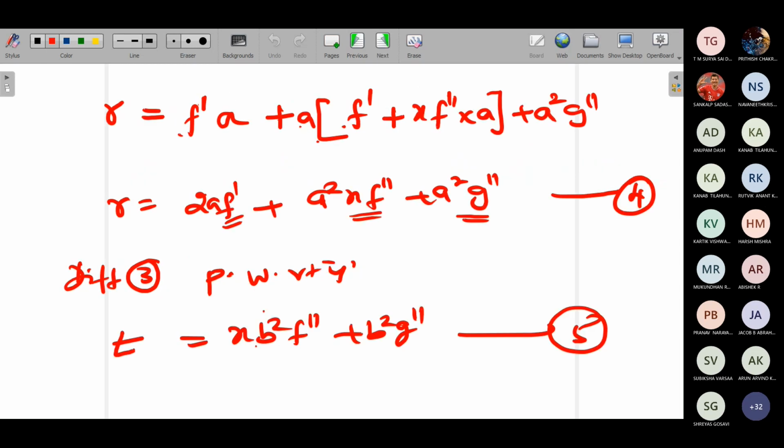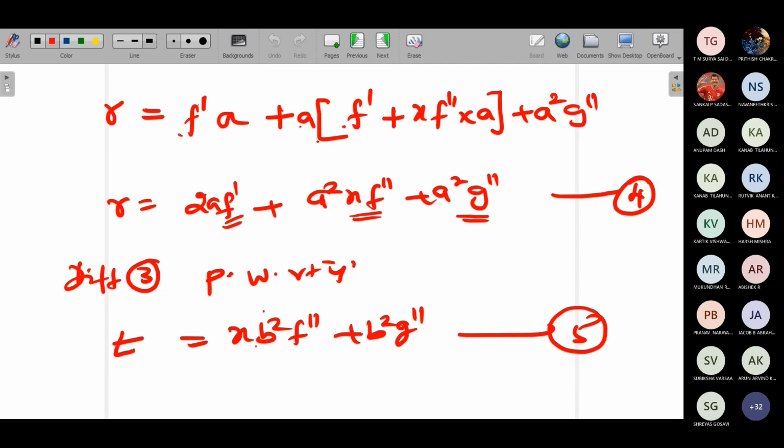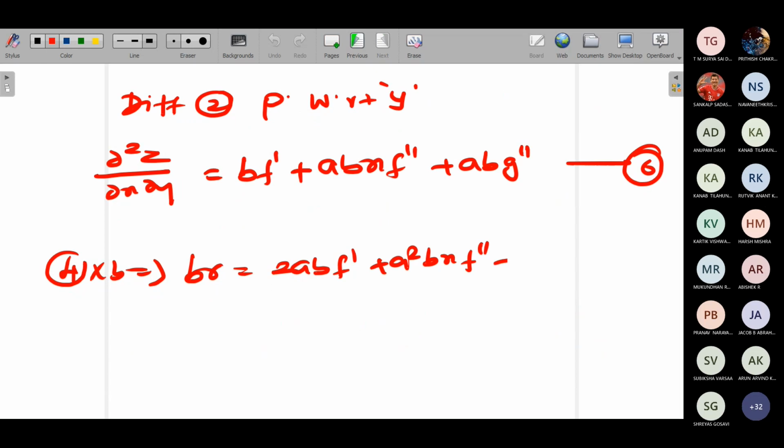Then a square bx f double dash, then a square b g double dash plus a square b g double dash. Similarly, I can use equation 6. I have b f dash, ab x into f double dash, ab into g double dash.